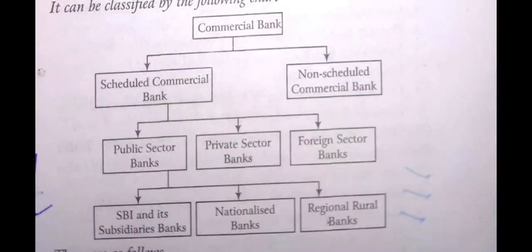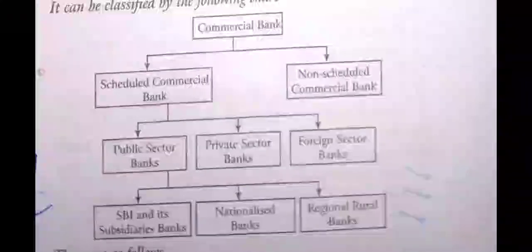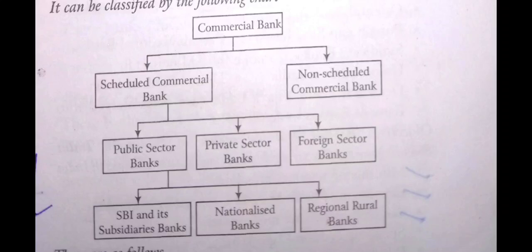Okay. Then what is the structure of commercial bank? Commercial bank is first divided into scheduled bank and non-scheduled bank. What do you mean by scheduled bank? Scheduled bank means a bank which is registered under the RBI Act 1934 and has paid up capital of 5 lakh or more. And what is non-scheduled bank? The banks which are not registered under the RBI Act and whose paid up capital is less than 5 lakh. Then scheduled bank is further divided into private sector bank, public sector bank and foreign bank.